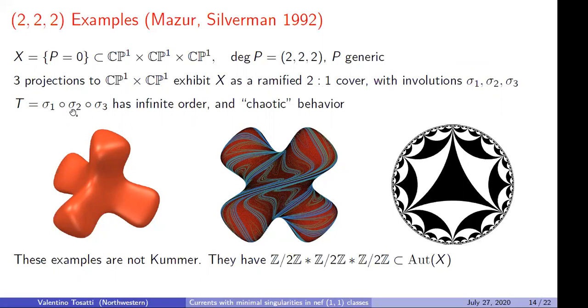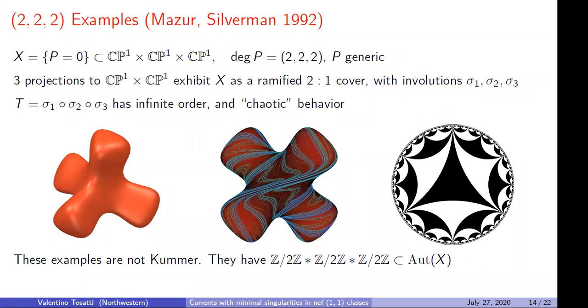They are involutions, but if you compose them, sigma 1 composed with sigma 2 composed with sigma 3, this becomes an automorphism T of X, which has infinite order and in fact has chaotic behavior. This picture is the real points of one of these 2-2-2 surfaces for a suitable choice of the polynomial. So it has this kind of shape over the reals. And this is Curt McMullen's picture of an orbit, kind of a dust. The red dots are an orbit of iteration of T, and the blue stuff is a stable manifold of T. So the behavior of the iterations of T is quite chaotic.